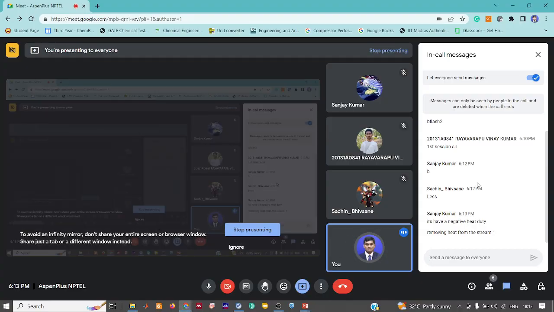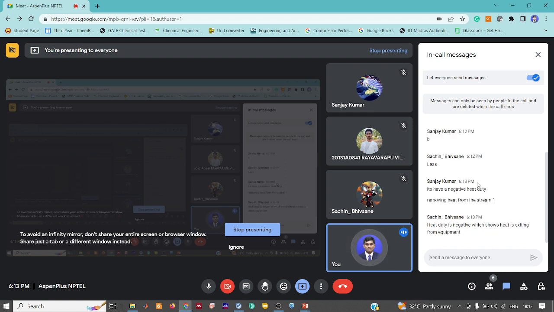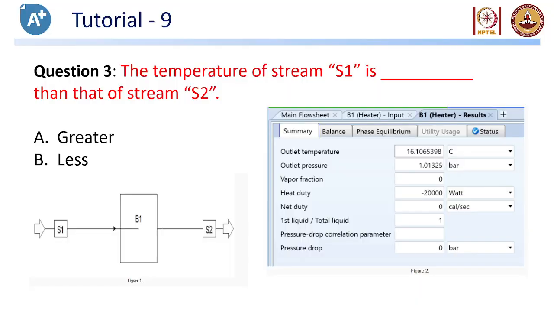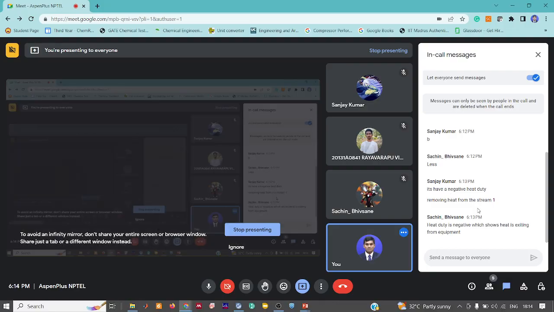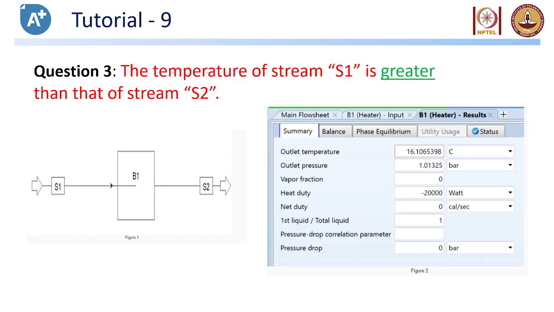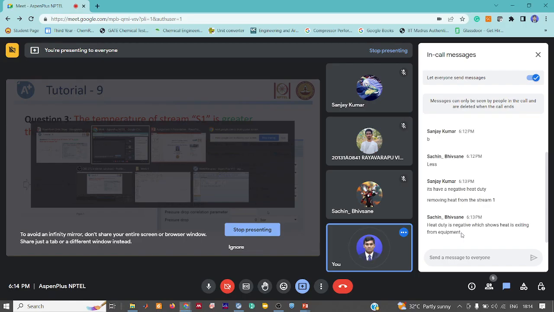If you are removing heat from a stream, then your outlet temperature will be smaller than the inlet temperature, right? Here the question asked is whether the temperature of stream S1 is greater than or less than S2. If you are removing heat, that means your inlet will be at a higher temperature. Both of you are saying you are removing heat from the system, so the outlet temperature will be smaller than the inlet temperature, right? Just read the sentence once more.